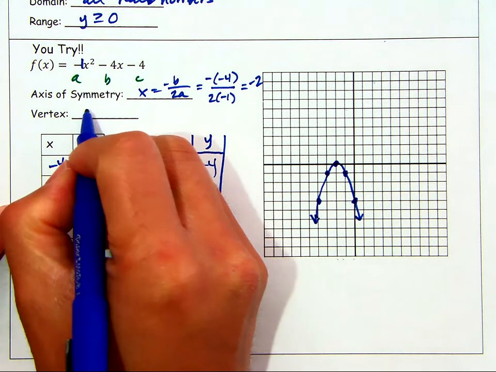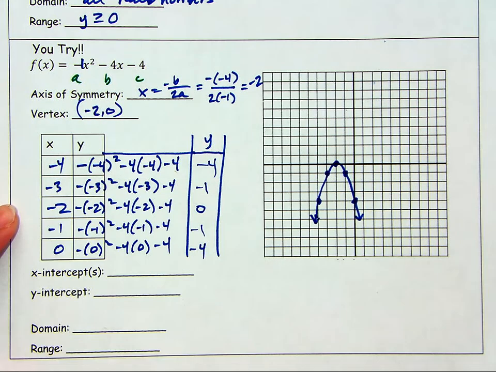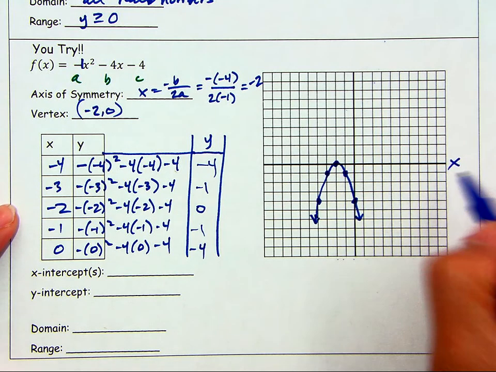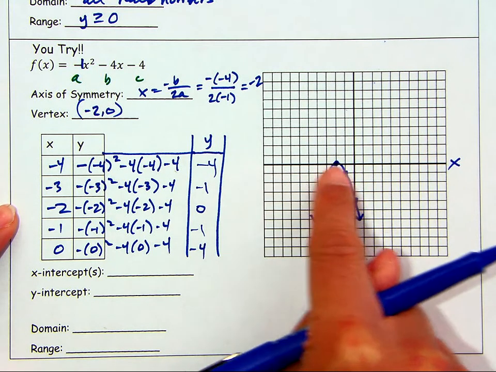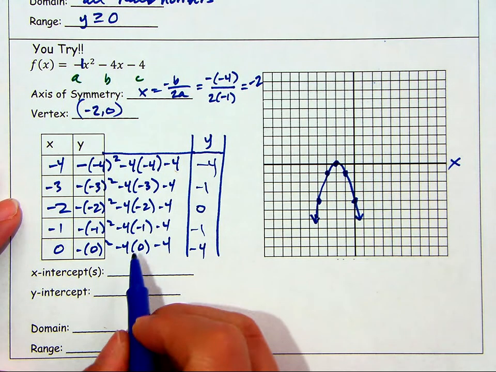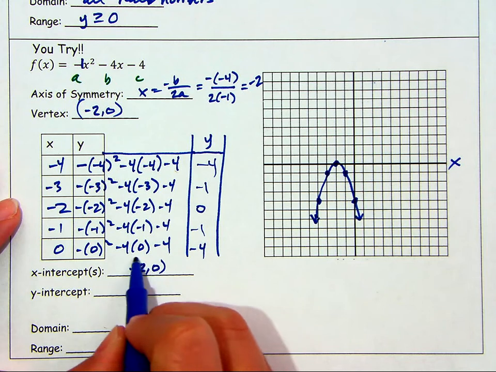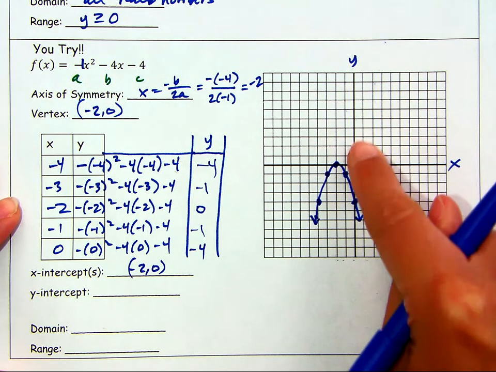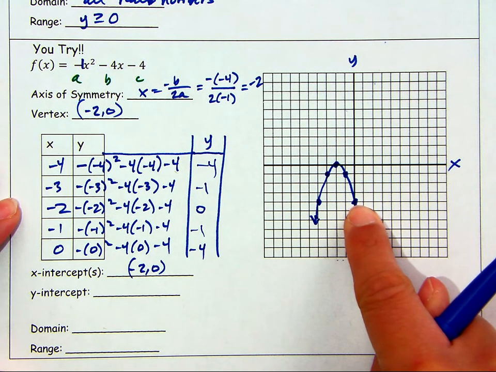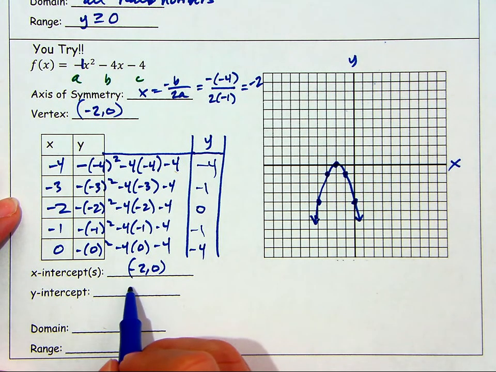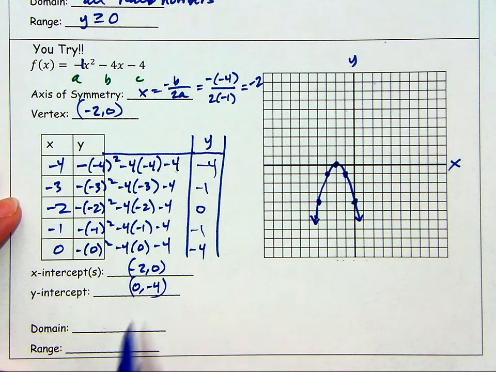Okay. The x-intercept is going to be where we cross the x-axis. Here, let me label it. So there's our x-axis, and it hits the parabola at that point only, right? At the vertex. Negative 2, 0. The y-intercept. Okay, so let's trace down the y-axis until, boom, right there, we hit the parabola. So that's going to be at 0, negative 4. It was the fifth and final value. The domain, all real numbers.